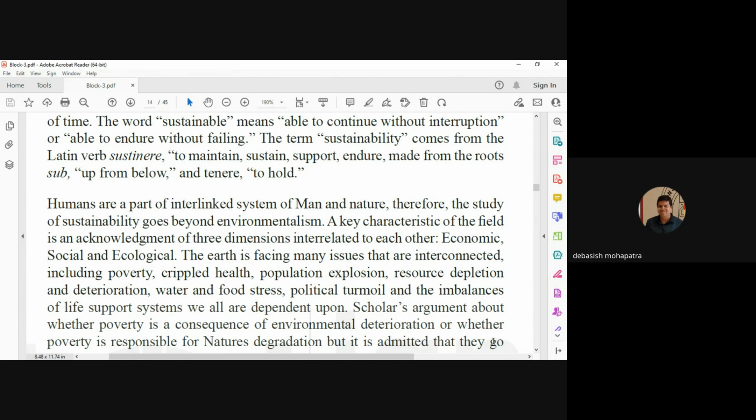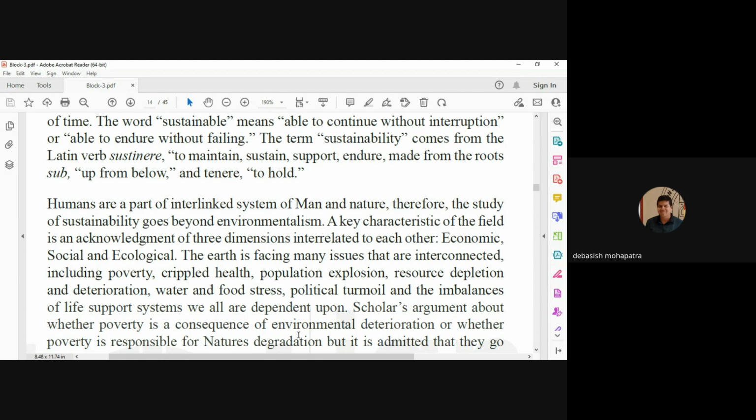Sustainable means able to continue without interruption, able to endure without failure. Humans are part of the system of man and nature. Therefore, the study of sustainability goes beyond environmentalism. Obviously, we are directly related to the environment, so just the study of the environment is not enough for us. A key characteristic of the field is an acknowledgement of three interrelated dimensions: economic, social, and ecological.